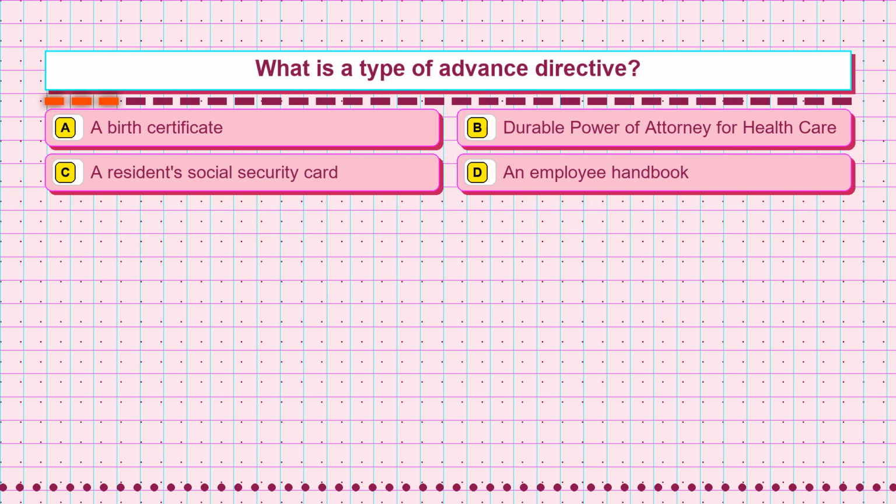Question 11. What is a type of advance directive? Option A. A birth certificate. Option B. Durable power of attorney for healthcare. Option C. A resident's social security card. Option D. An employee handbook.